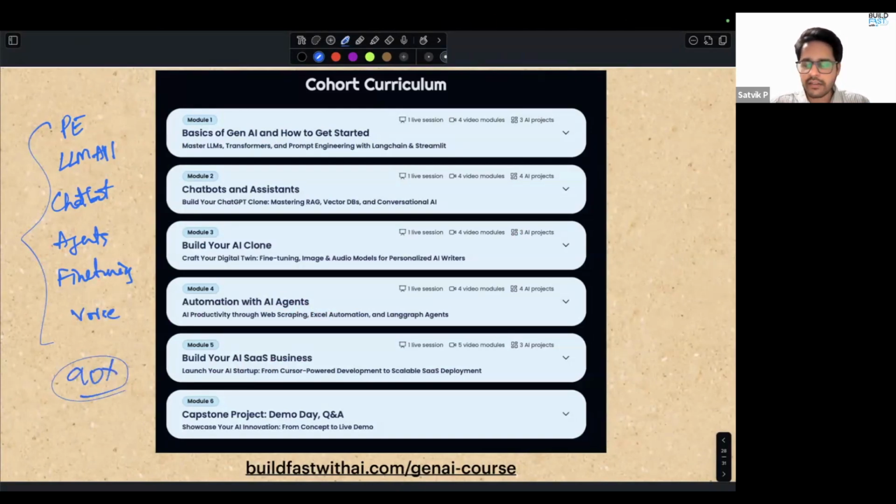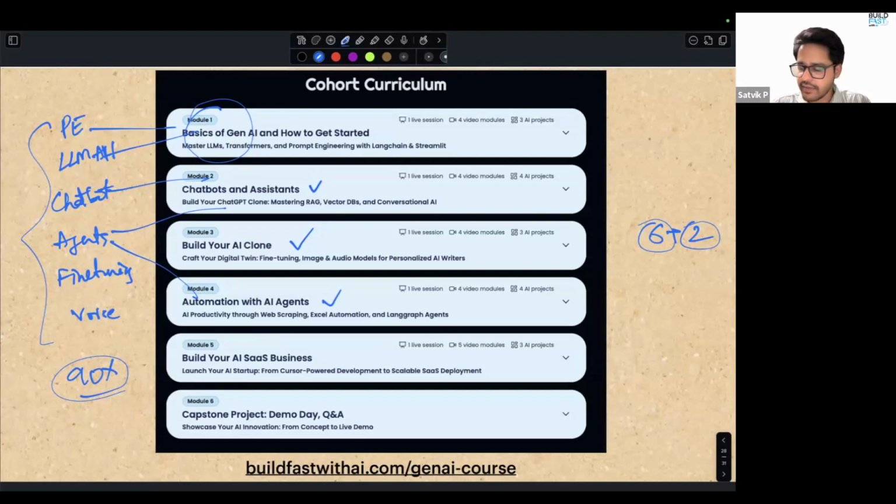What we have created in our course is a 6 module course, 6 weeks of lecture plus 2 weeks of capstone, where every week we take a particular topic. Let's say in the very first module, we learn what these LLMs are, what prompt engineering is, and how you can do that. In the second module, we teach you how you can build any type of chatbot, on a PDF, on a website, or anything. And then we teach you how you can build your AI clone, so how you can create an AI model that can create images like you, that can write posts like you, and so on.